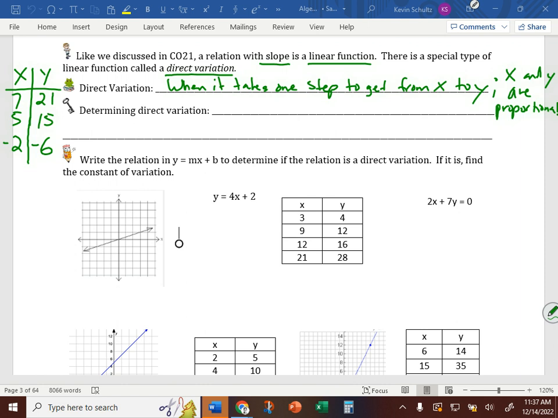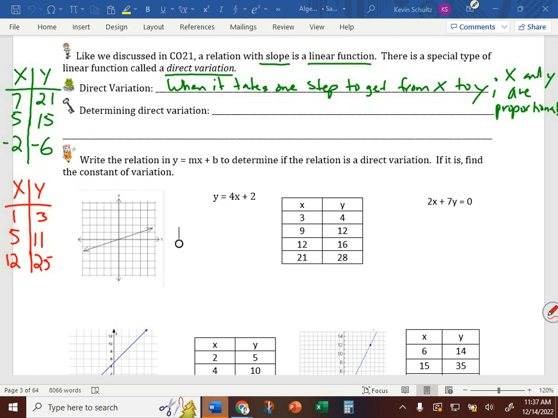An example of something that would not be direct variation, I'll do in red, because red is bad. This one might be: if x is 1, y is 3. If x is 5, y is 11. If x is 12, y is 25. Tell me here, how do I get from x to y? Colin?